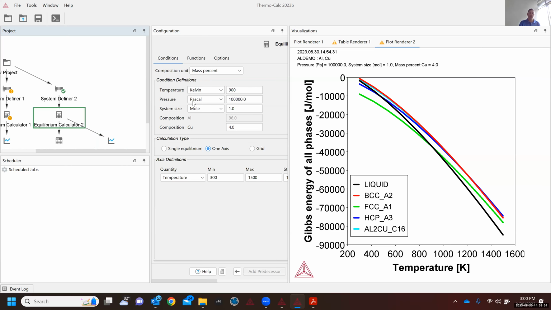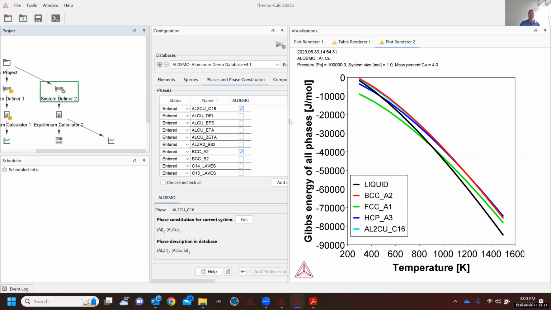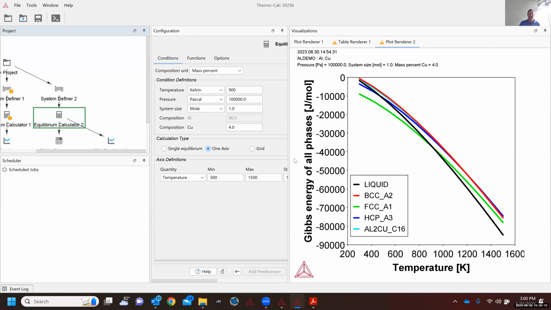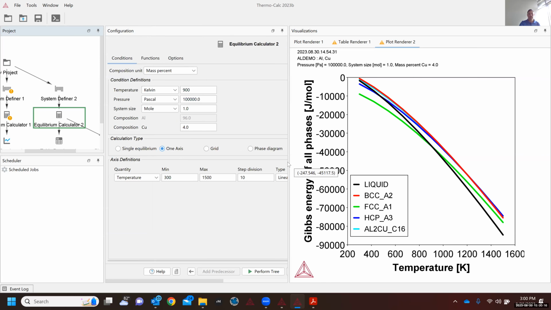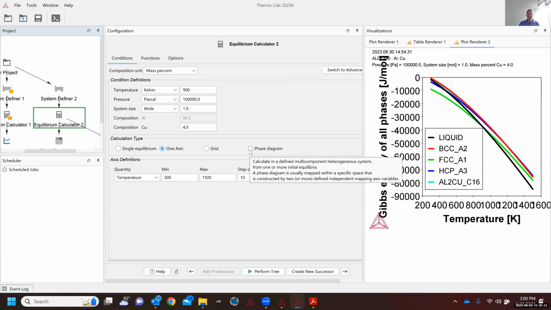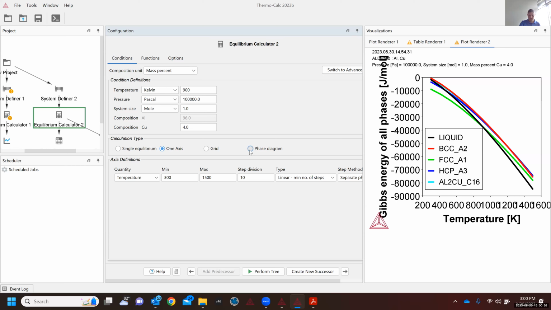So to calculate a phase diagram, I'm going to come back here to System Definer, and I'm going to now check all of the phases. Some of them aren't relevant for the aluminum copper phase diagram, but I'm just going to check them all. And now if I go over here, I can calculate a phase diagram. And you can do it as any function. We're going to do a typical phase diagram using mass % copper from 0 to 100.